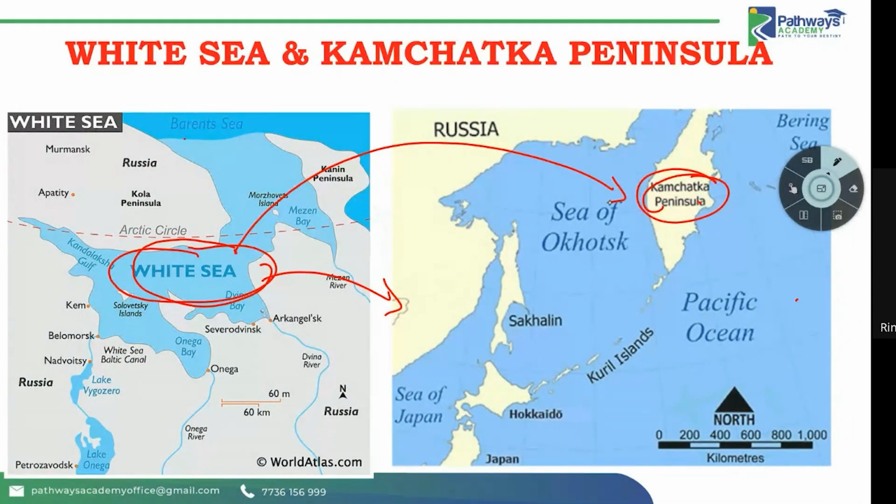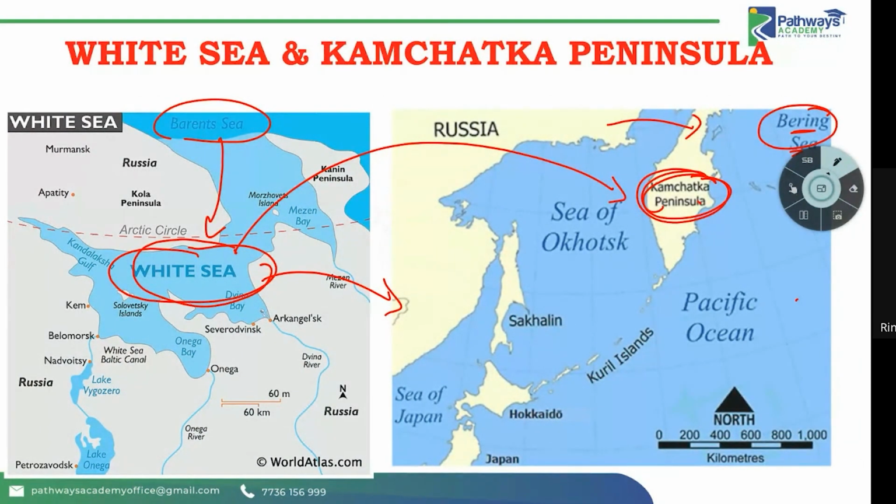This White Sea comes just below the Barents Sea. This is also part of the Arctic Ocean. And Kamchatka Peninsula is the peninsula of Russia. It comes just west of the Bering Sea, on the west side of the Bering Strait or Bering Sea.